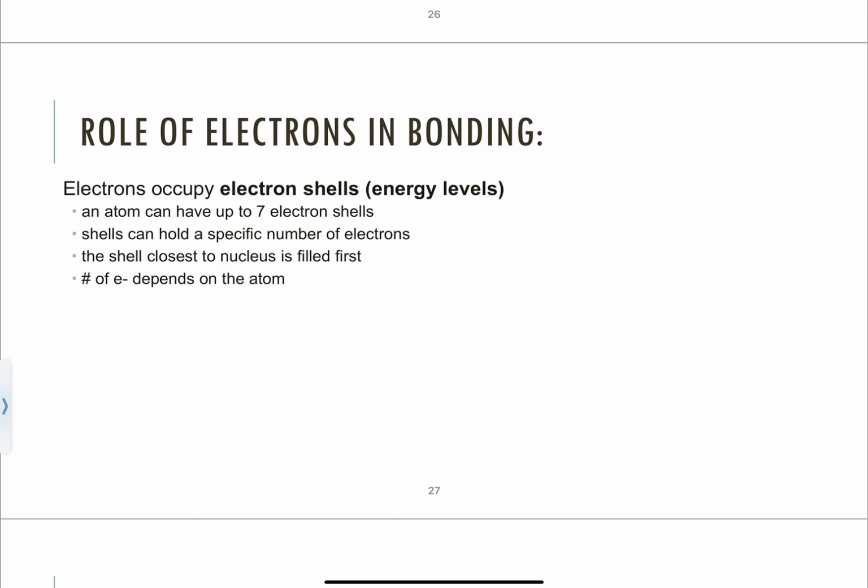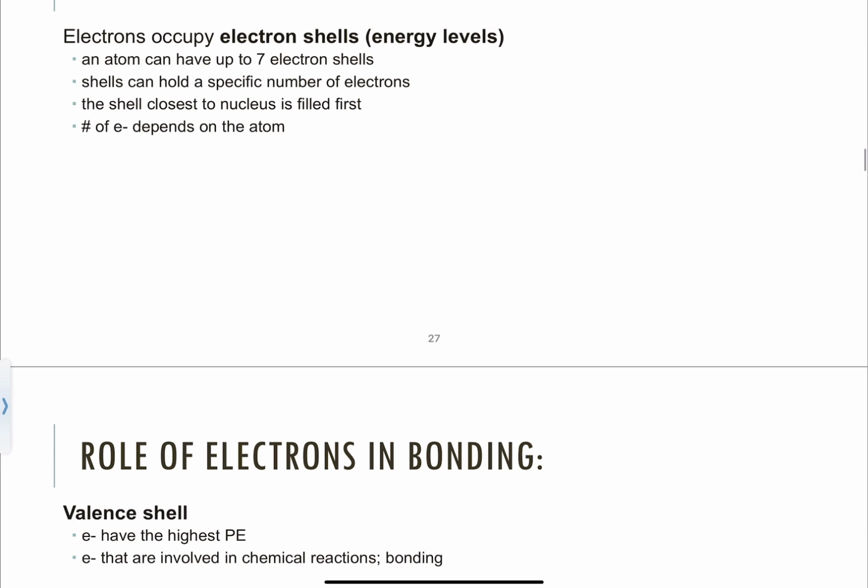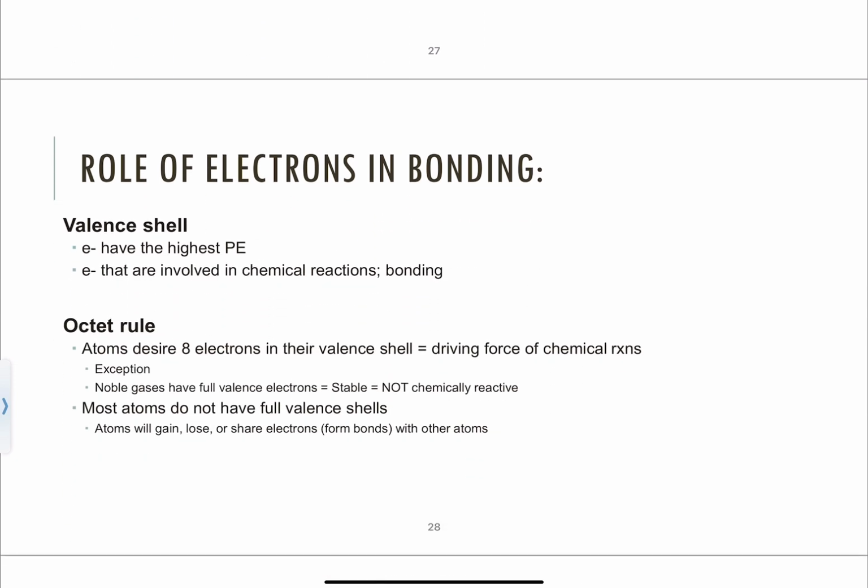An atom can have up to 7 of these electron shells, and each of the shells can hold a specific number of electrons. How do they fill the shells? Well, the shell that's closest to the nucleus fills first, and the number of electrons that are in each of these shells is dependent on which atom we're talking about. So even though we can have up to 7 different energy shells or levels outside of the nucleus, the outermost shell that has electrons in it is what we refer to as the valence shell.